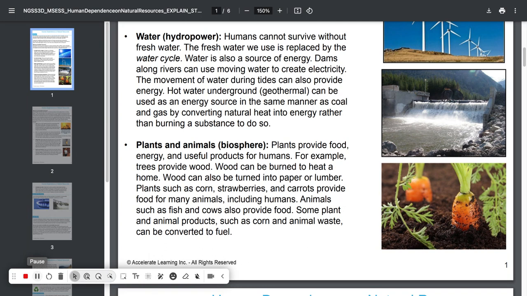Plants such as corn, strawberries, and carrots provide food for many animals, including humans. Animals such as fish and cows also provide food. Some plant and animal products, such as corn and animal waste, can be converted to fuel.